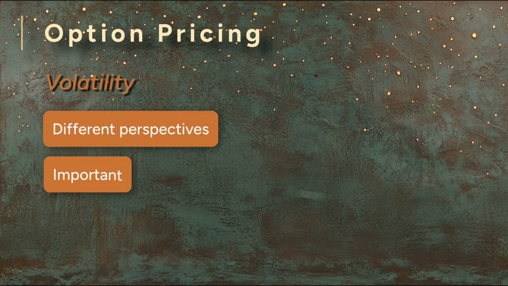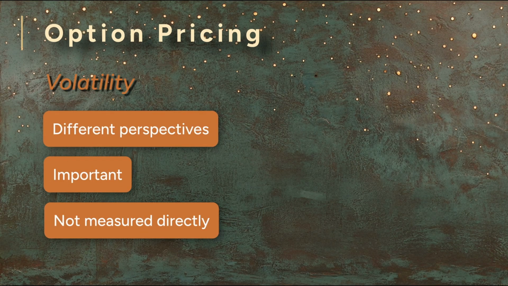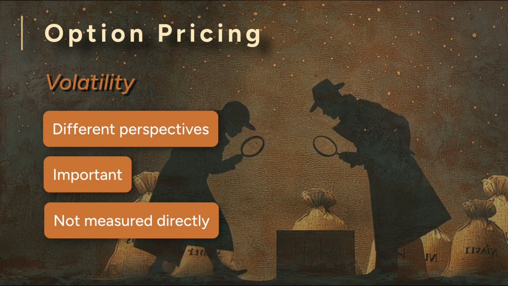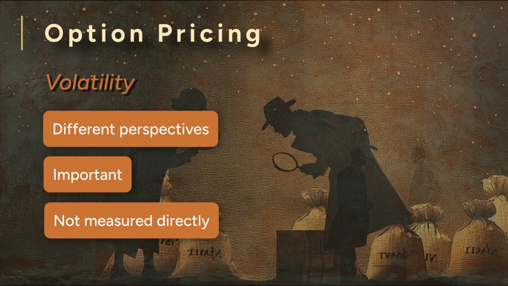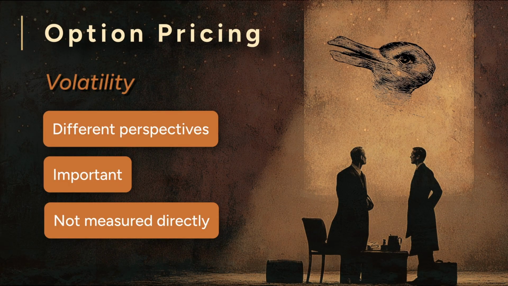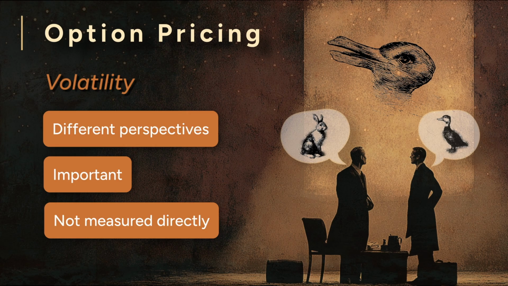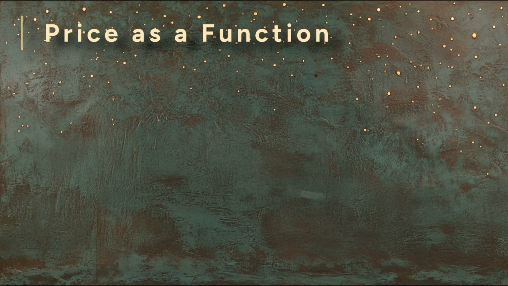It's a critical factor, but it's not directly observable. You have to estimate it. And different people, using different methods, make different estimates. That's why two quants can look at the same stock at the same time and come up with different prices for the same option. The price of an option can be written as a function of several key variables.